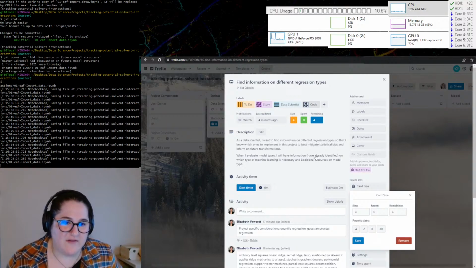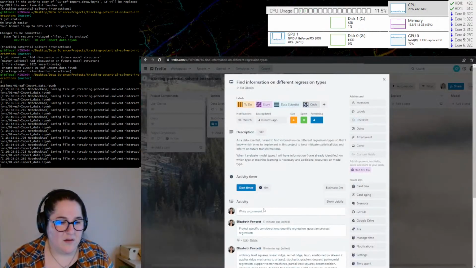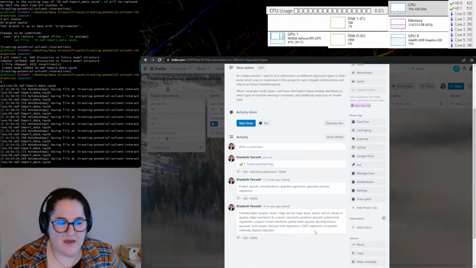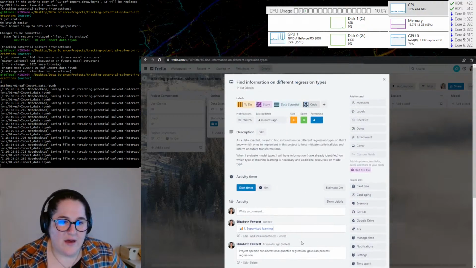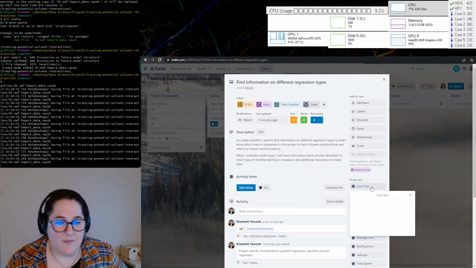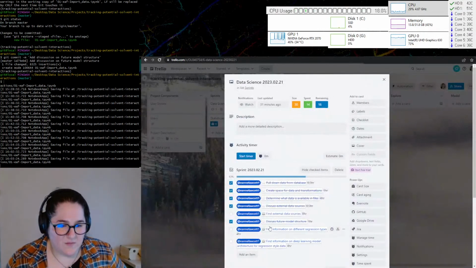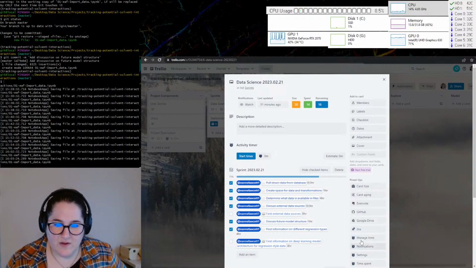I will have information already identified on which type of machine learning is necessary and additional resources on model type. I guess I can post this link here because that's where all of my information is coming from. And I've already identified which things in this particular page on scikit-learn are going to be the ones that I want to evaluate. So I'm calling this card done. We have spent those 4 story points. This was different regression types. I'm calling that done. Let's go ahead and put in those 4 story points. Cool.